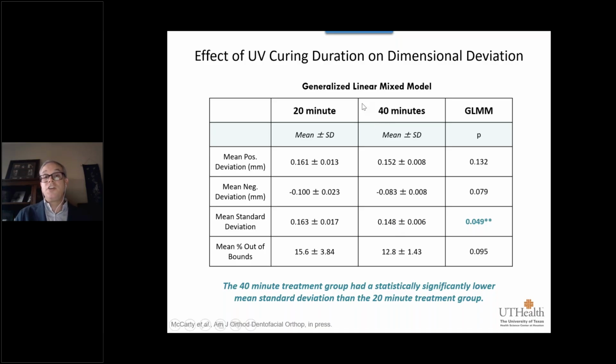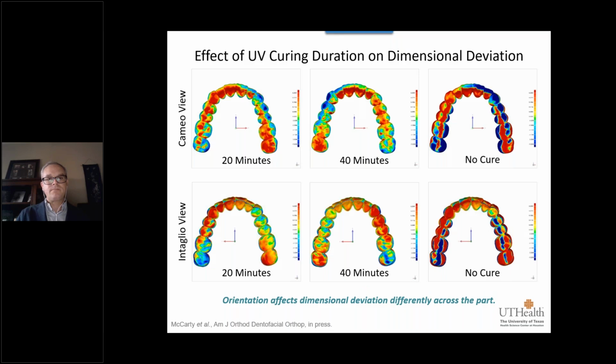You might notice that the no cure group results are not presented here, and that's because those aligners were so floppy or flexible that they couldn't be accommodated in the scanner for 8 out of the 10 samples. And here, as we saw before, there is overbuilding of the parts in each group on the intaglio or tooth contacting surface, which could have an impact on the clinical utility of these parts in terms of their fit on the teeth and the orthodontic tooth movement that they could affect.